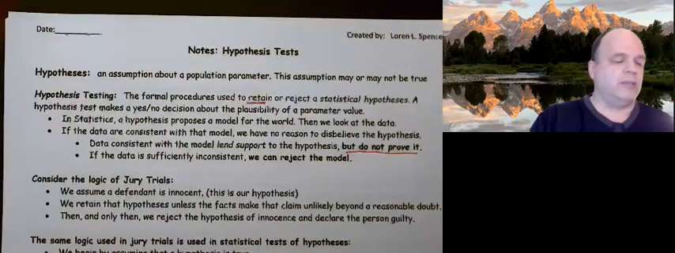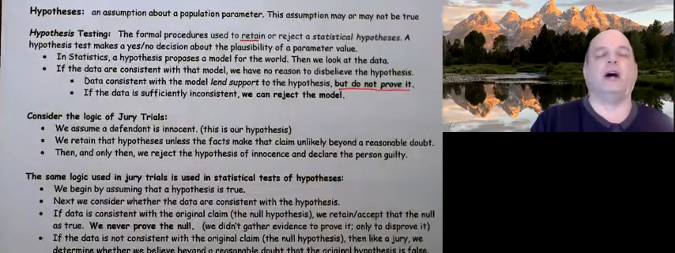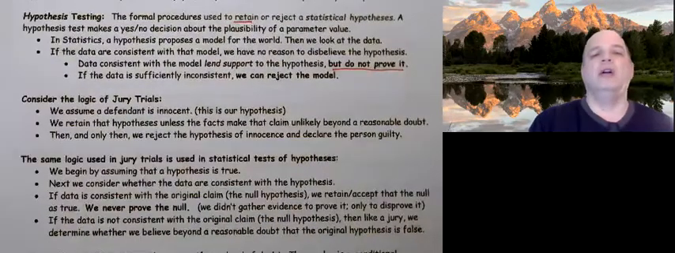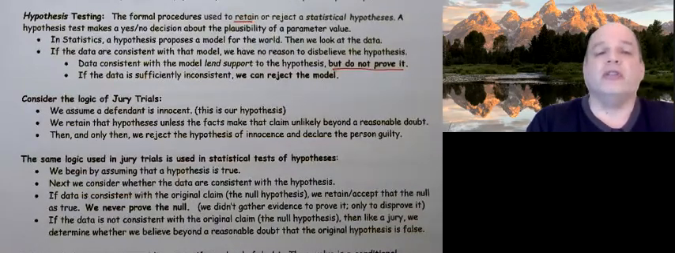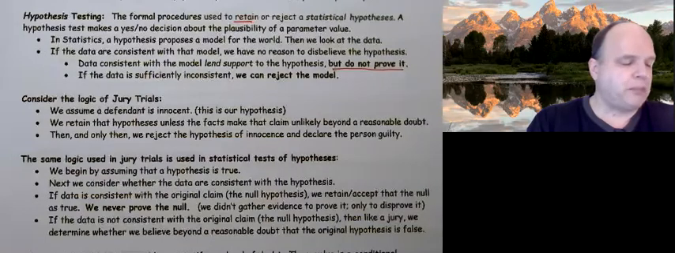Now, I want you to consider that this is a lot like a jury trial. In a jury trial, we assume the defendant is innocent. So our null hypothesis, or our initial claim, is that they're innocent. And we retain that hypothesis unless the facts make that unlikely beyond a reasonable doubt. Then and only then we reject it and we declare the person guilty. On the other hand, if we don't find enough evidence to say that they're guilty, we don't say they're innocent, we just say that they are not guilty.